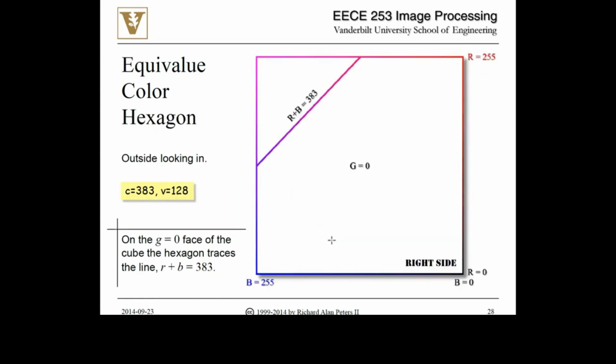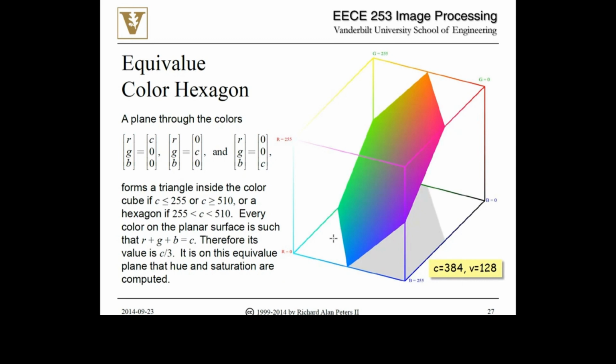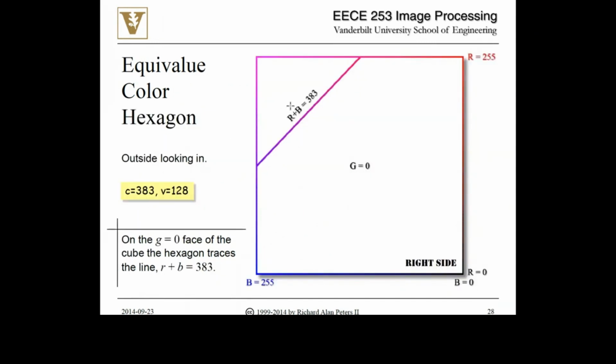Okay, so then we can study the intersection between the hexagon and any one of the planes. So here we have taken again the red-blue plane that has the equation G equals 0. And for instance, this intersection is R plus B equals 383. Actually, I think there is a little mismatch. This is 384, but it doesn't matter. It should be the same number as in both slides, but it doesn't matter.